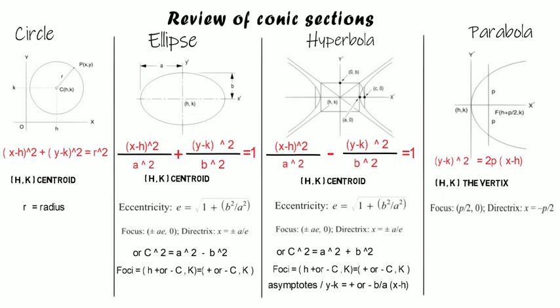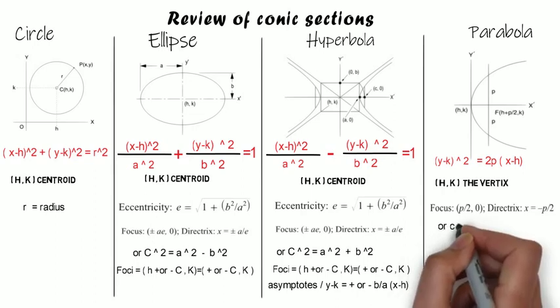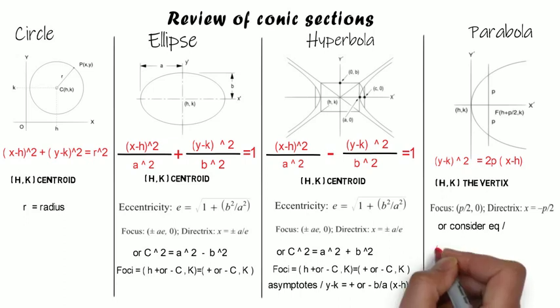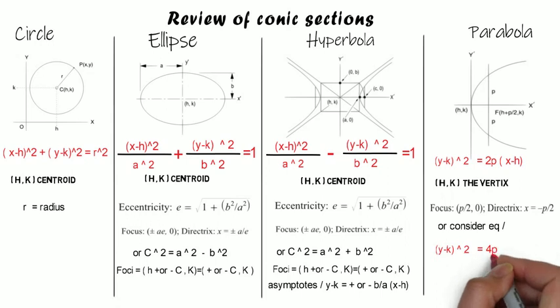Also, you can consider the parabola equation as (y minus k) squared equals 4p multiplied by (x minus h). In this case the focus is p and 0 if the vertex is at the origin, or p plus h and k if the vertex is not at the origin. So I will tell you some notes about the parabola so you are not confused.